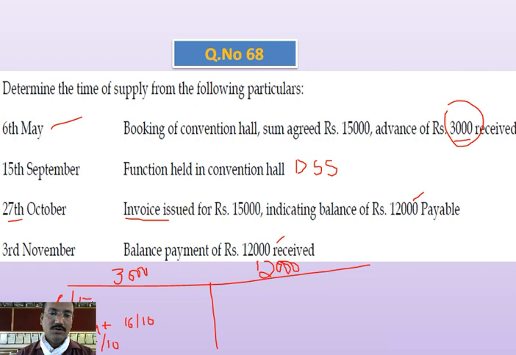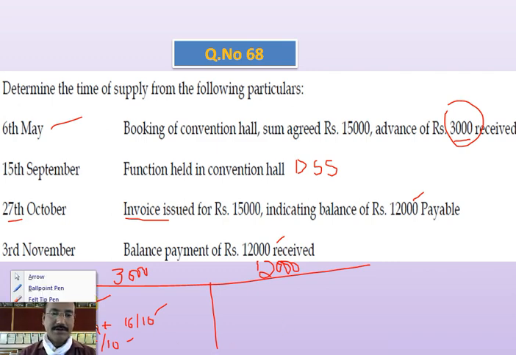Now you find 1, 2, 3. Which one is the earlier date? 6th May, 16th October or 27th October. So out of all these cases, this date is the time of supply for 3000. Which case? This was the time of supply. Now move to the second case.